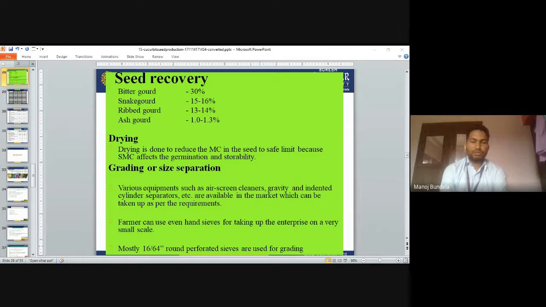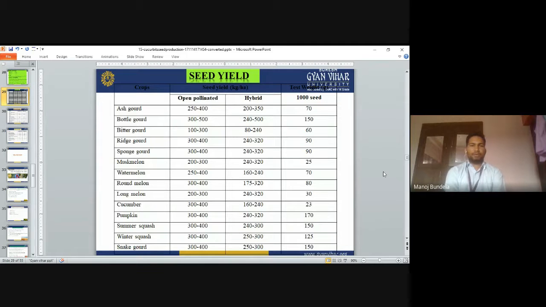16 by 64 round perforated sieves are used for the grading. So for grading we have to use sieves. Different graders can be used, and grading is done based on size: small size, medium size and big size.